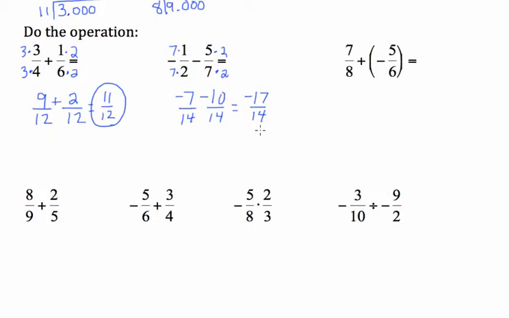Does that reduce? Well, they're not even, so 2 won't come out. 3 won't come out. 5 won't come out. 17 actually is a prime number. That means it doesn't divide by anything except 1 and itself. So this is already reduced. I like my answers kept as reduced improper fractions. Another correct way of writing this would be -1 and 3/14.